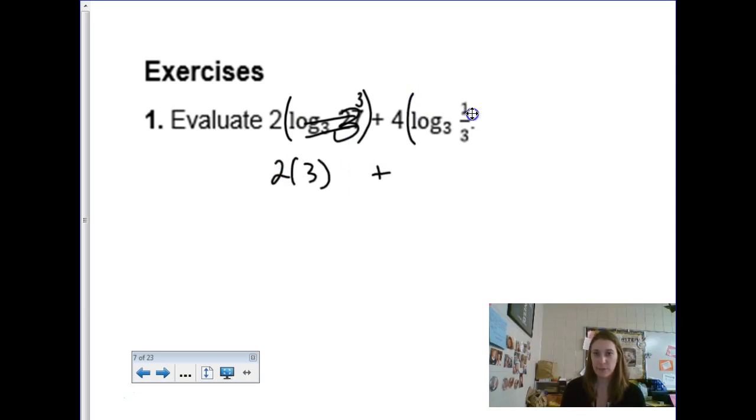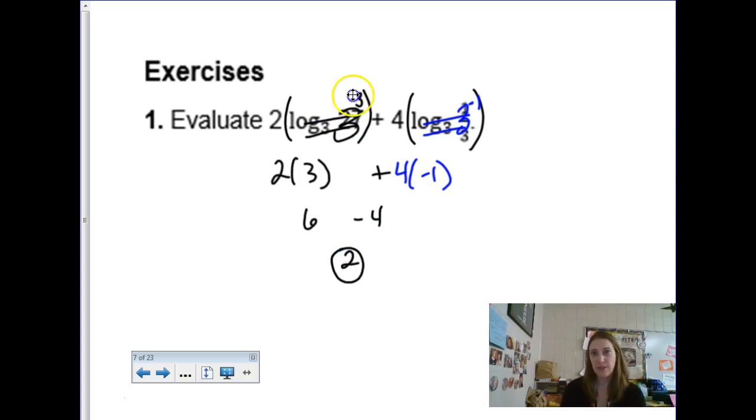Okay, same thing here. Ignore the 4 for a second. If I could rewrite 1/3 as a 3, I would rewrite it as 3 to the negative 1st power. So log base 3 of 3 cancels, and you have 4 times negative 1. And then this is 6, and this is plus negative 4, so my answer is 2.